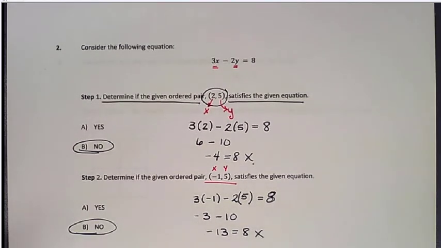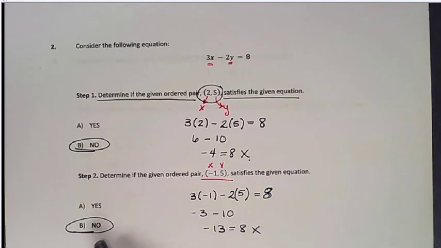And we will have some where they come out to be true. So if we come out and we have that 8 does equal 8, then that would be a yes. But the idea again is that we take whatever values they give us in our point, plug those into our x and y of our equation. If we come out with a true statement, then that would be a yes. If we come out with a false statement like we did in these two examples, then that would be a no.